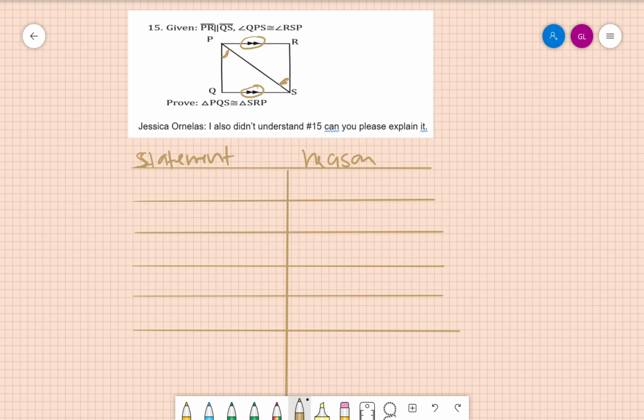So first, to make this easier, let's go ahead and go with the givens. Let's go for the first one. We have that line PR is parallel to line QS. That's given to us already. And then step 2, they gave us that too: angle QPS is congruent to angle RSP, and that's also given. Now step 3 is where we have to pay a little bit of attention.